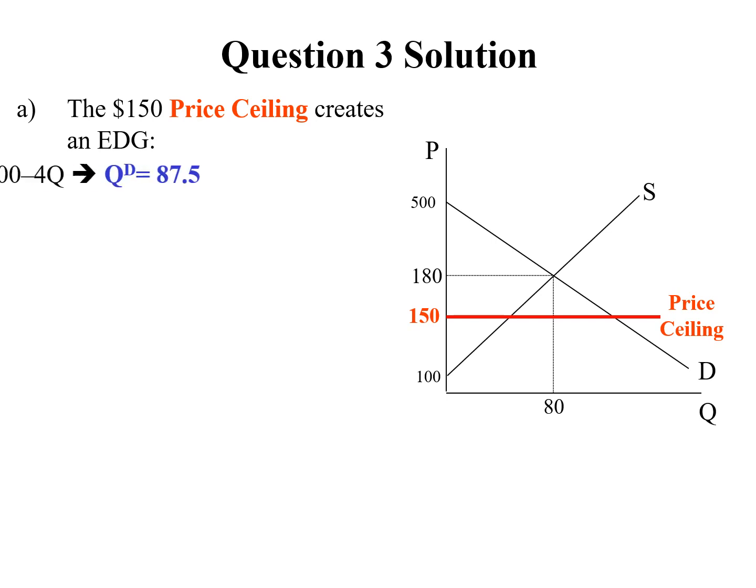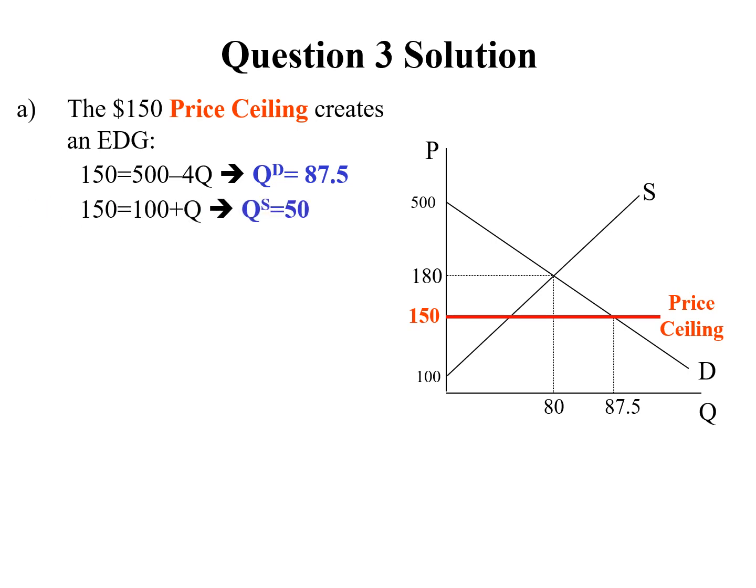If we look at that, we can see that the quantity demanded is going to be very high because at 150, that's a low price. Consumers are willing to pay for 87.5 units. That's the quantity demanded. Quantity supplied, on the other hand, we'll plug 150 into the supply curve, and we get the quantity supplied is only 50. Because the price is so low, producers are not willing to sell as much.